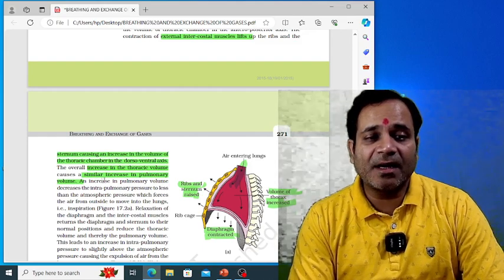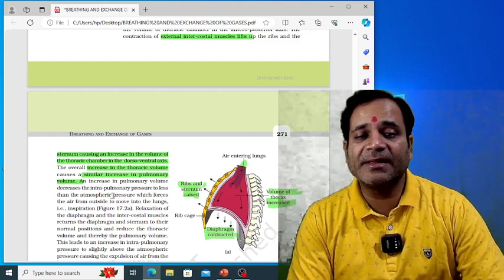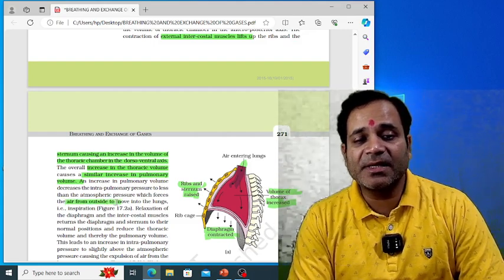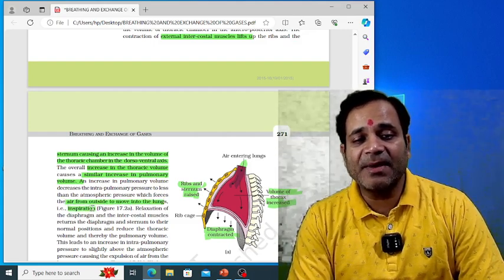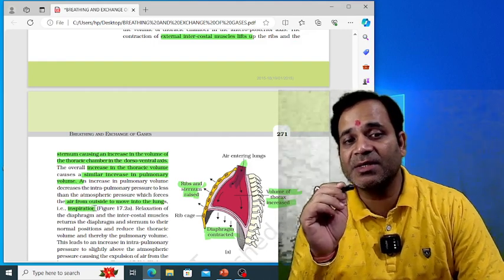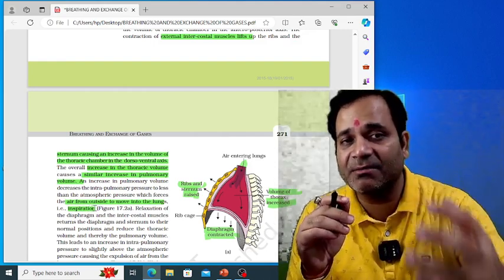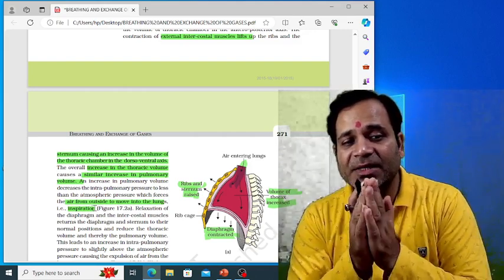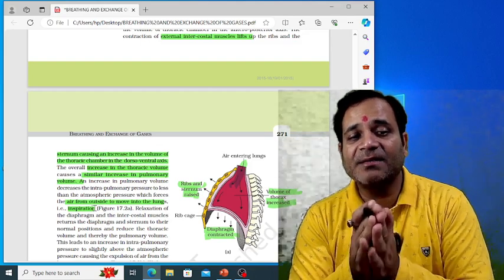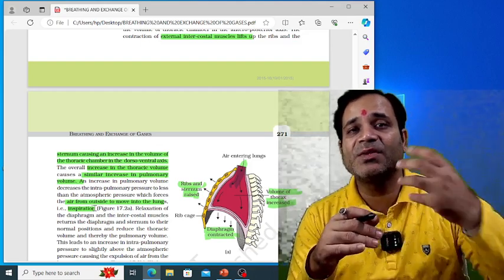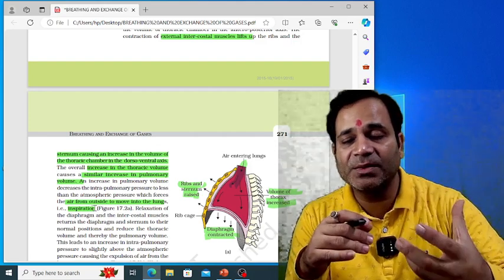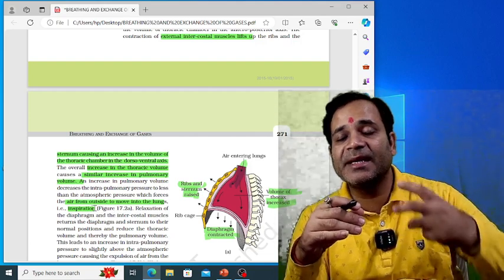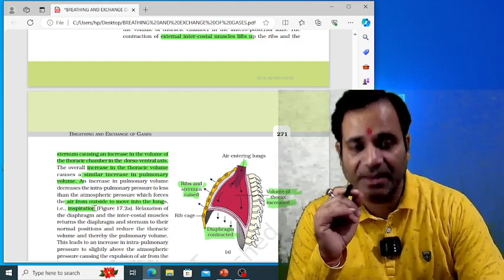Now the question is, how is the intrapulmonary pressure less than the atmospheric pressure? You know that when air from outside moves into the lungs, that is inspiration. So during inspiration, the intrapulmonary pressure is less than the atmospheric pressure. If the intrapulmonary pressure is less than the atmospheric pressure, then air from outside moves into the lungs, and this is termed inspiration, right?